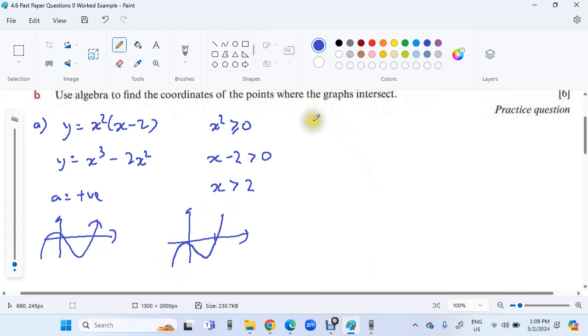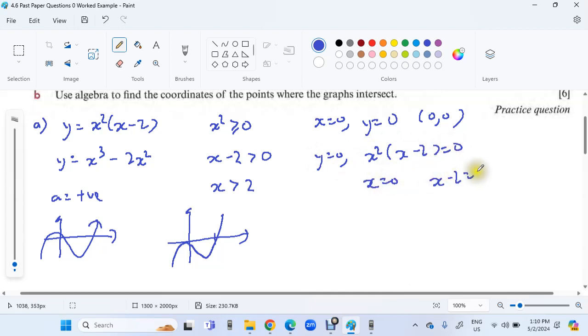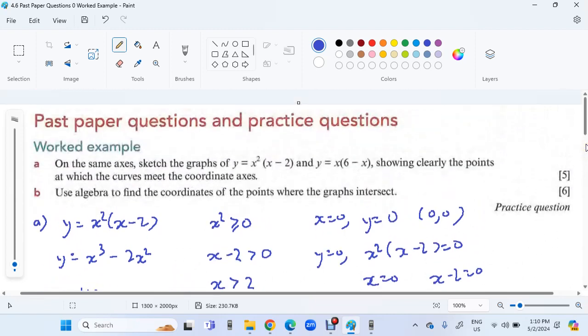Now we want to find the x-intercept and the y-intercept. When x equals 0, y equals 0, so we have (0, 0). When y equals 0, we have x squared times x minus 2 equals 0. Then x equals 0 and x minus 2 equals 0, so x equals 2. So this is 2, this is 0, this is x, this is y. This is the shape for the cubic equation.